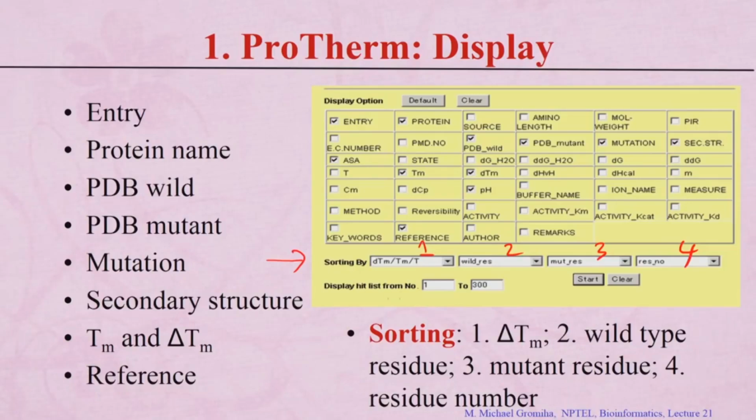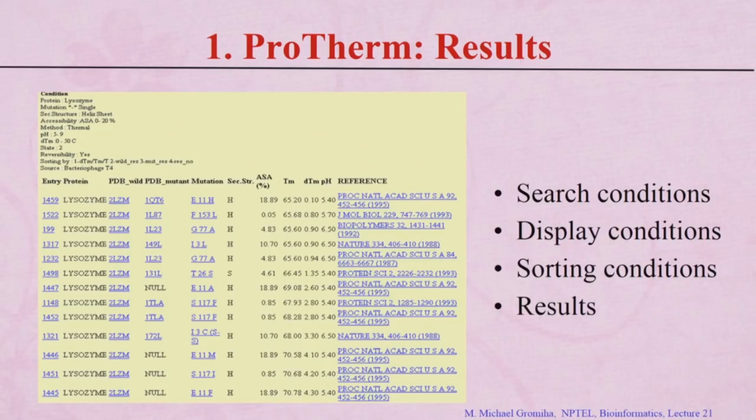And then you can hit, the default is 300, but you can increase it to get all the data at one stretch. So, now you have the results. Based on your conditions, finally you get the results, and it is also possible to download the data for the analysis.